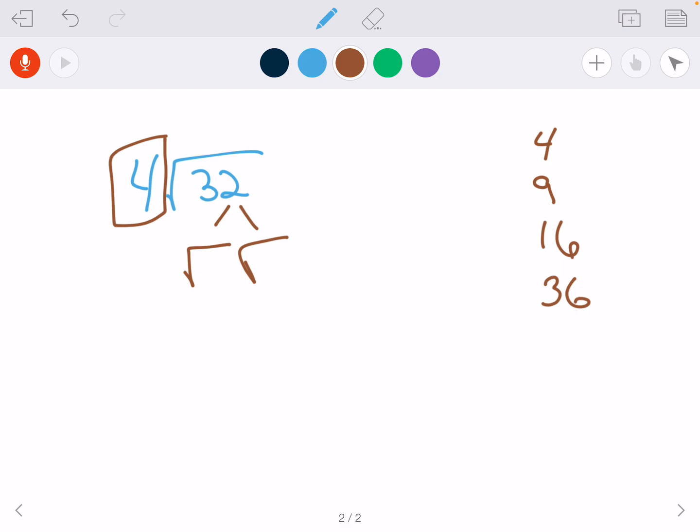So on Desmos in my other screen, I'm going to take 32 and I'm going to divide it by 16. And I see that it is 2. So the largest perfect square is 16. 16 times 2 gives you the 32.